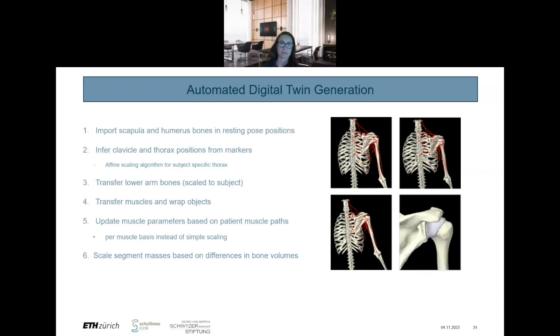And then we infer the clavicle and thorax positions from skin markers. We scale the thorax just with a very simplified affine scaling algorithm. We transfer the rest of the bones, so the lower arm bones, we just scale, but we don't have those patient-specific. And then we update the muscle parameters on a per muscle basis instead of just scaling them all. So we check the same resting position in the template model and the target model. And then we update the muscle parameters, so tendon slack length and optimal fiber length based on this. Right now, we're not doing any optimization of those parameters because we wanted to see whether this would work without tuning those parameters. And then we scale the segment masses based on the differences in the bone volumes.